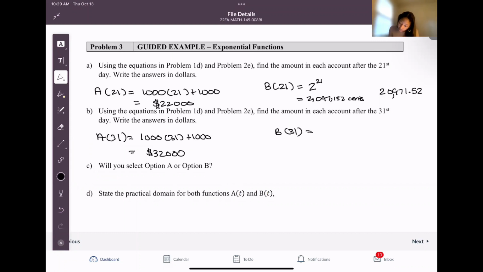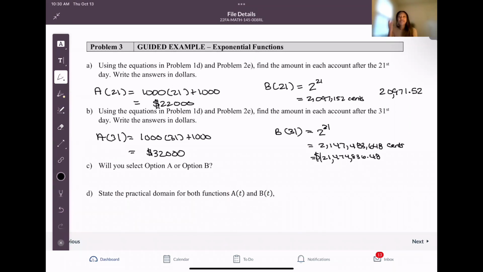B of 31 will be 2 to the 31st power. Let's calculate it. All right, 2 to the 31st power. Oh, that's 2,147,483,648 cents. So that's not in dollars. To convert this to dollars, we need to move over 2 decimal places, remember? So we get $21,474,836.48.